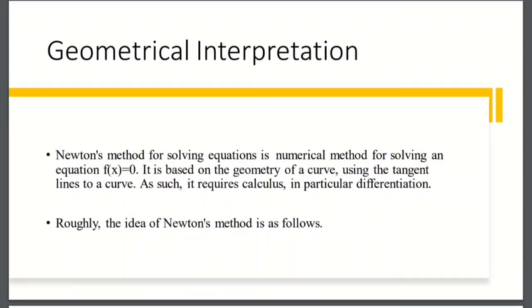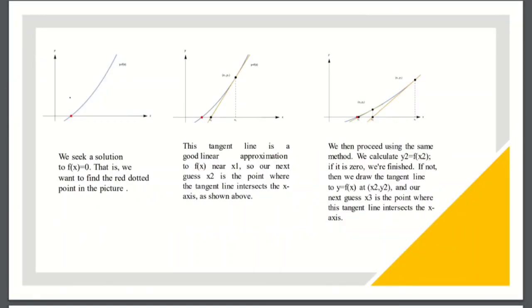And its geometrical interpretation. Newton's method for solving equations is based on the geometry of a curve using the tangent lines to the curve. It requires calculus, in particular differentiation. Roughly, Newton's idea follows as: in the first figure, we seek a solution to f(x) = 0. This is the point we need to find. A tangent line at (x1, y1) is a good linear approximation to f(x) near x1. So our next guess x2 is the point where the tangent line meets the x-axis as shown.